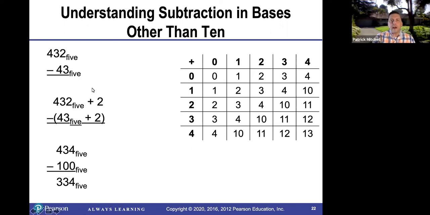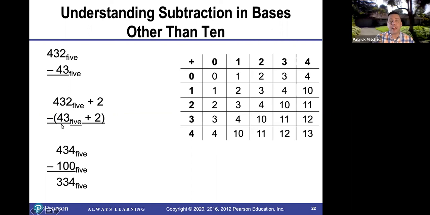So what they've decided to do, they looked at this 43 in base 5. Remember, you can think of this as 4 nickels and 3 pennies. If I add 2 more pennies to 4 nickels and 3 pennies, I end up with 4 nickels and 5 pennies. I can then trade the 5 pennies for a nickel. So now I have 5 nickels. Now I can trade the 5 nickels for a quarter. And that's why 43 in base 5 plus 2 comes out to 100.